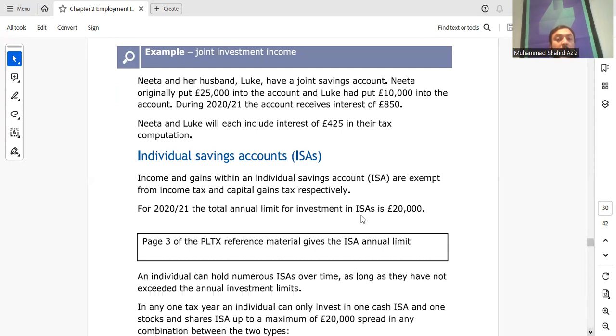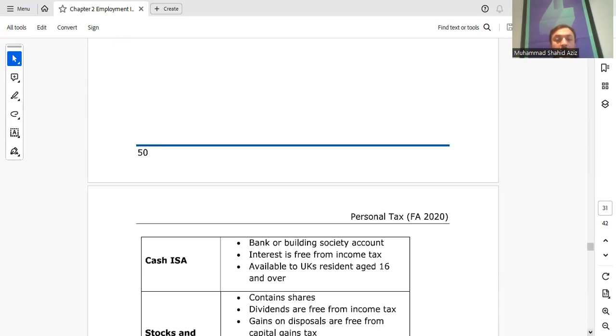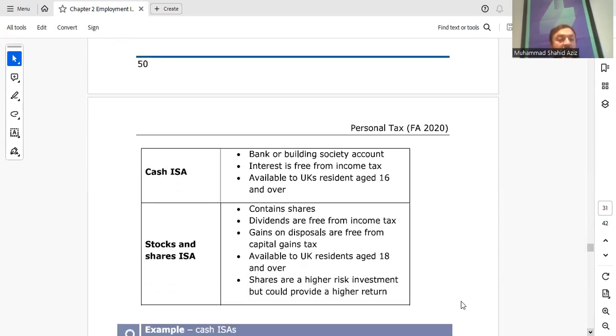The ISA annual limit is 20,000 pounds. You can invest up to 20,000 pounds in a year in ISAs. There are two types of ISAs: cash ISA and stocks and shares ISA. What is the difference? Cash ISAs are simply where you invest in banks or building societies, and the interest received comes under your savings income. Anything you invest in the stock exchange and shares comes under dividend.